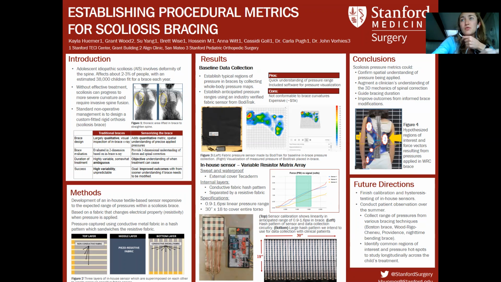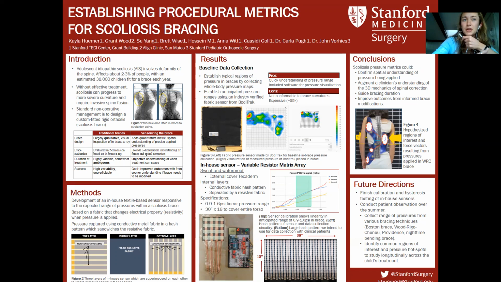But we really believe that if we could add other metrics, namely pressure and an understanding of where pressure is being applied in these braces, we could begin to get a spatial understanding of the forces that are present, the magnitude of those forces, and how they're being applied to the body.